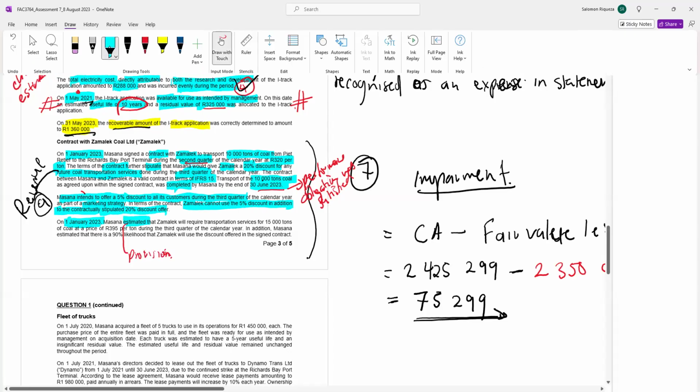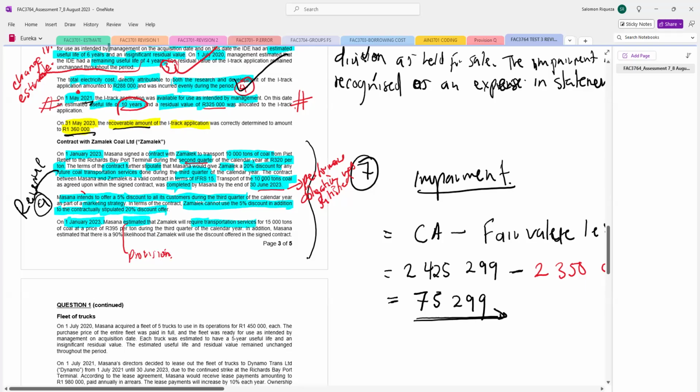So it says, on 1 January 2023, Masana estimated that Zamalek will require transportation services of 15,000 tons of coal at a price of 395 rand per ton during the third quarter of the calendar year. In addition, Masana estimated that there is a 90% likelihood that Zamalek will use the discount offered in the signed contract. All right, and that's it.